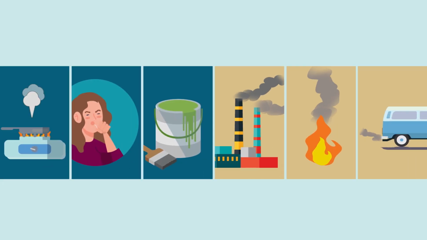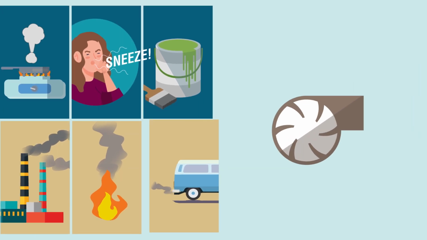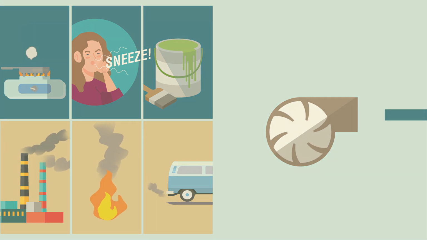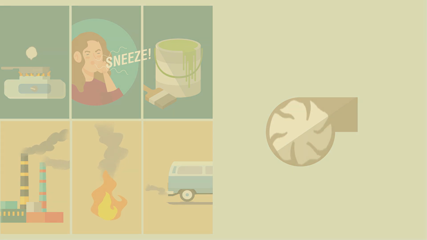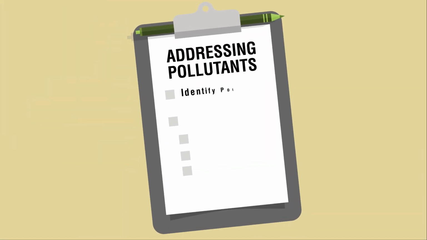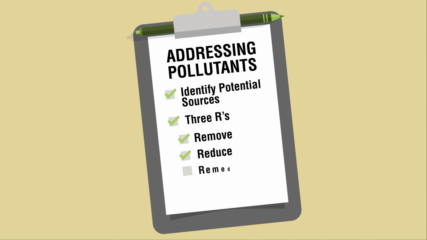There are two main causes of IAQ problems: the presence of pollutants from indoor and outdoor sources, and not enough ventilation bringing in clean air. Any effective strategy to improve IAQ begins with understanding and addressing these two main issues. To address pollutants, we begin by identifying potential sources by gathering information about the activities that happen in and around a building. Then we can implement the 3 R's: remove, reduce, and remediate.